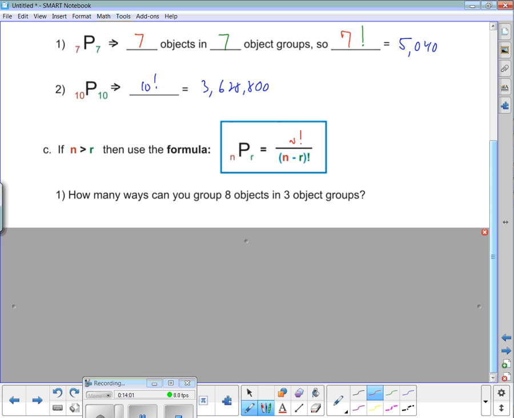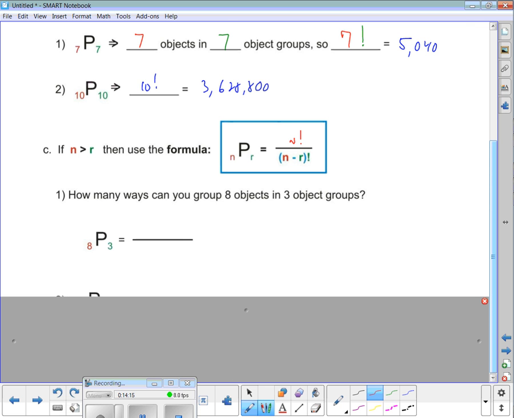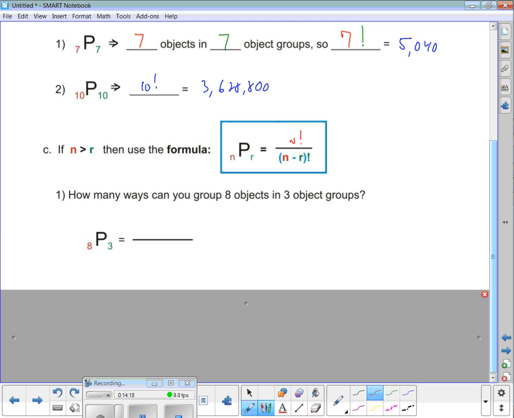So let's do a couple permutations. You're going to have a problem like this. How many ways can you group 8 objects in 3 object groups? Well, that's a permutation, so you have to know that. So I'm going to use the permutation symbol. How many total objects? 8. How many object groups? 3. So now run the formula. N factorial, 8 factorial, divided by n minus r, 8 minus 3, and it's that amount factorial. So we end up with 8 factorial divided by 5 factorial, right? And you just punch it out. 8 factorial divided by 5 factorial, and the answer is 336.